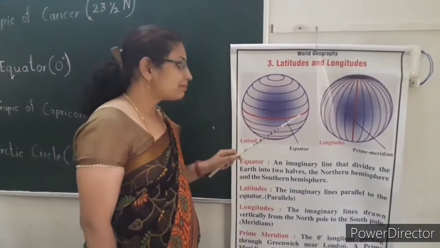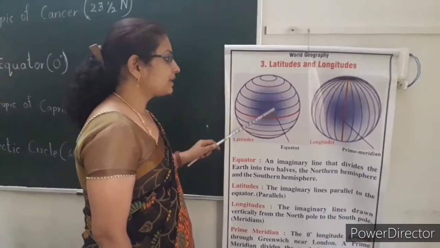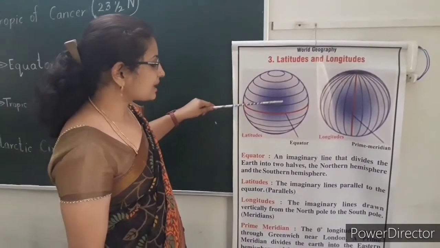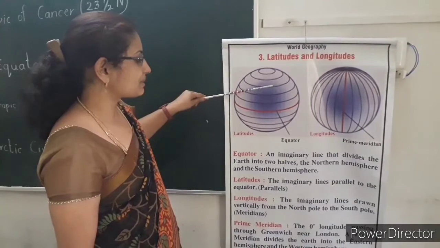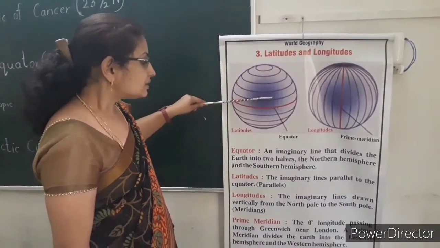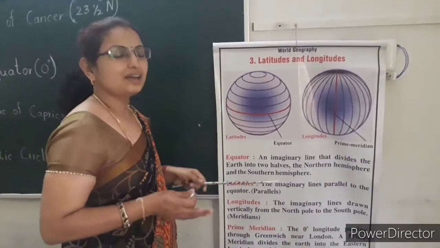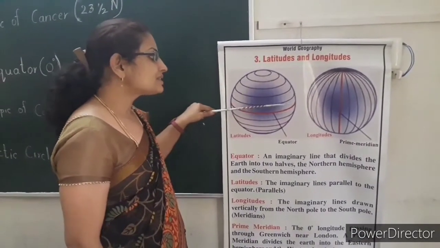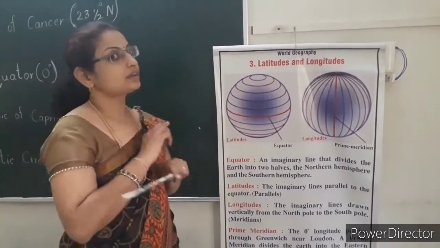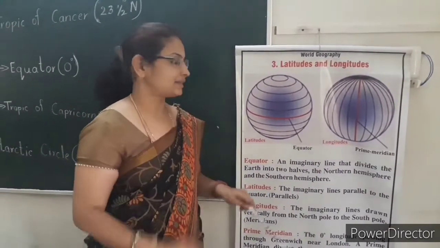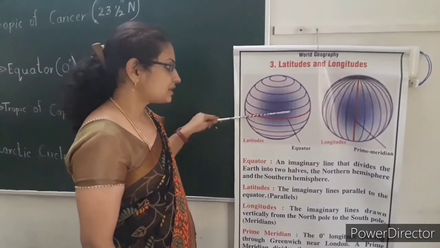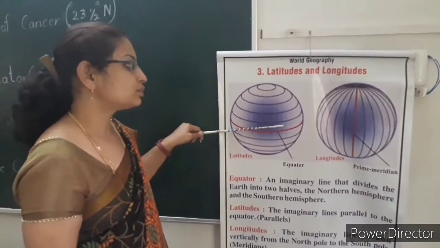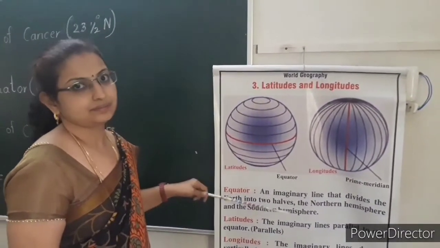Next, all parallels are located at an equal distance. See here children, all parallels have equal distance from each other. They look like railway tracks, and parallels neither touch nor cross one another. They are moving like a railway track. They are parallel to one another.